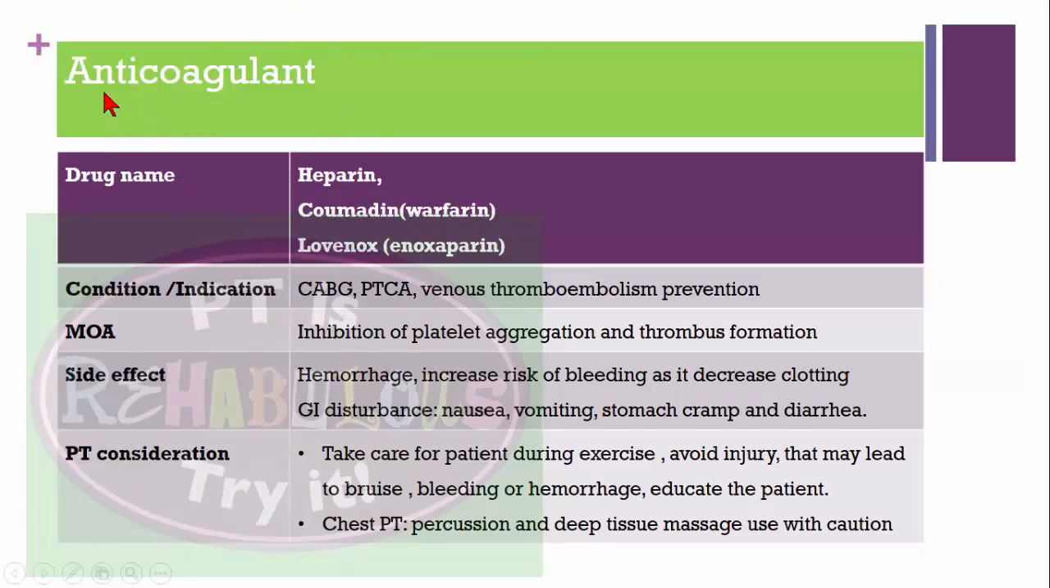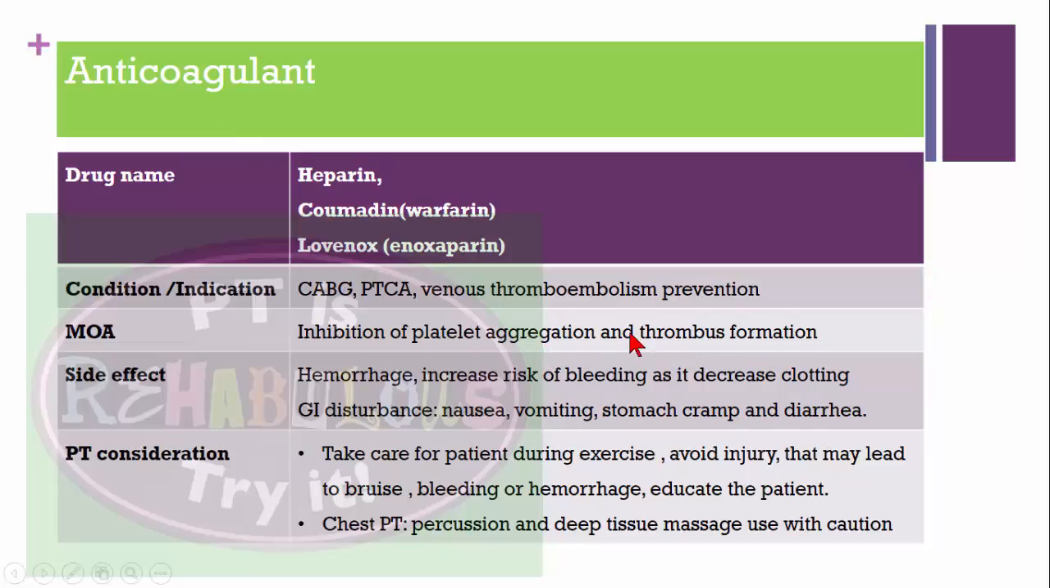Let's have a look at anticoagulant drugs. Anticoagulant drugs are heparin, Coumadin which means warfarin, and Lovenox which means enoxaparin. Especially these anticoagulants are used for coronary artery bypass graft surgery, percutaneous transluminal coronary angioplasty, and venous thromboembolism prevention. The main mechanism of action of anticoagulants is that they inhibit platelet aggregation and thrombus formation.